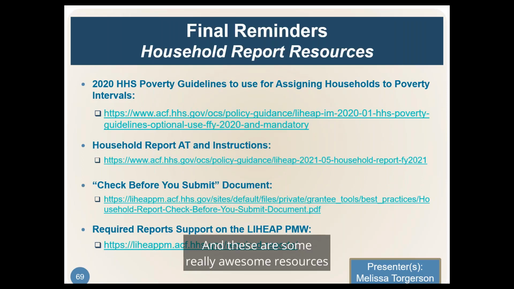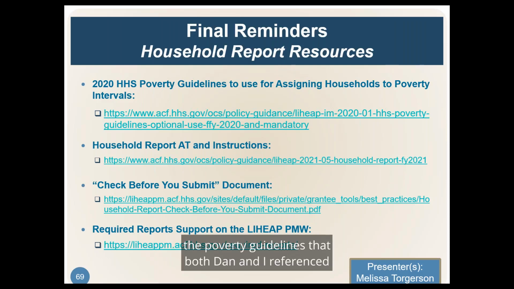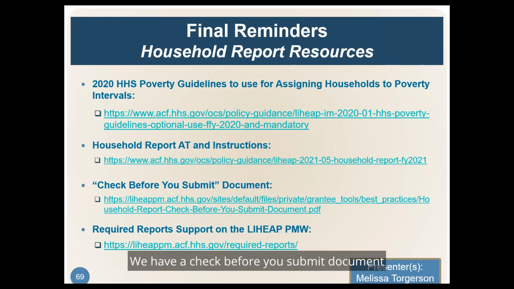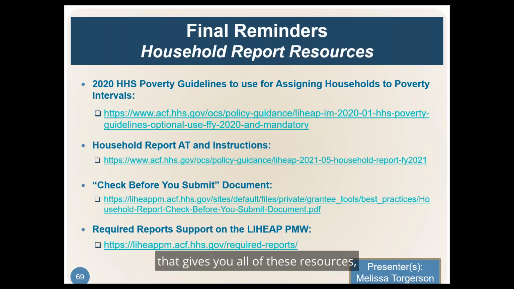These are some really awesome resources to help you as you're moving through. The AT and instructions for this report, the link is here. The poverty guidelines that both Dan and I referenced in the presentation. We have a check before you submit document that helps you go through and look at where potential errors might be and get those fixed before you even submit in OLDC. And there's an entire page on the household report on the performance management website that gives you all of these resources, webinars, trainings, and tools in one place. That's the last link here on the page, and I encourage you to go visit that.